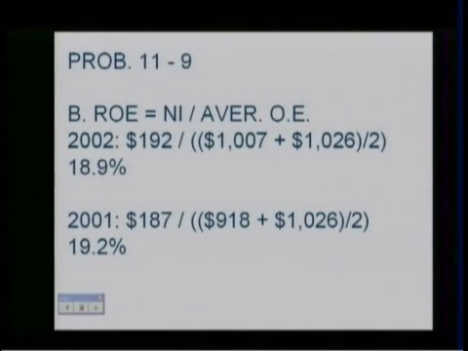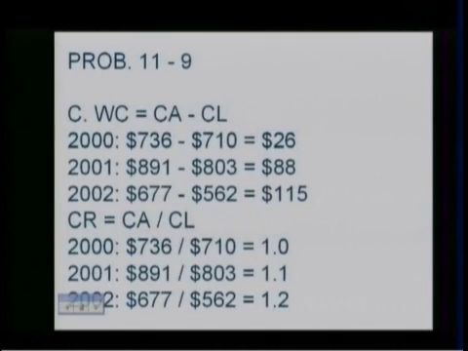In Part C, they ask you to calculate working capital and current ratio for each of the past 3 years. So they want 3 years worth of data. Working capital is simply current assets minus current liabilities. Those numbers are given in the box on the bottom of page 403. So if you look at the trend there, it went from $26 to $88 to $115. So there's a good trend there in working capital. It's increasing. If you look at your current ratio, it's gone from 1.0 to 1.1 to 1.2. So those are both good trends when you're looking at that information.